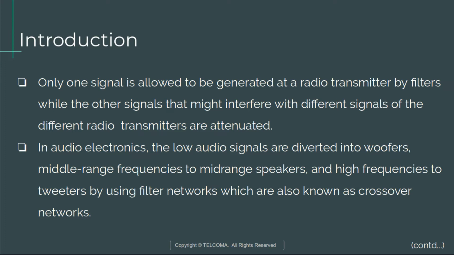In audio electronics, the low audio signals are diverted into woofers, middle range frequencies to mid range speakers, and high frequencies to tweeters by using filter networks, which are also known as crossover networks.